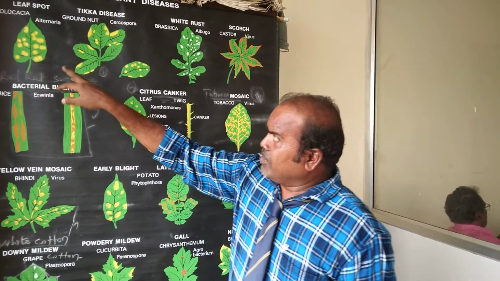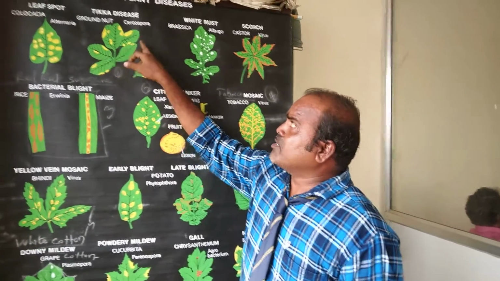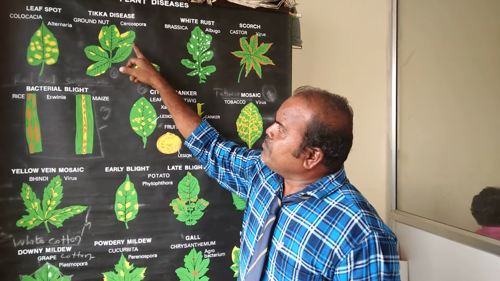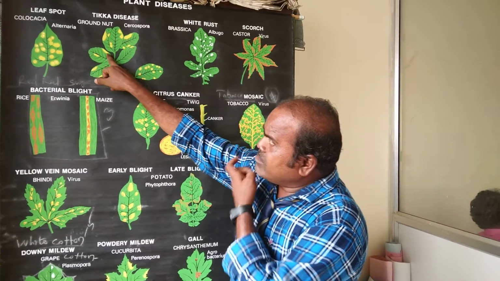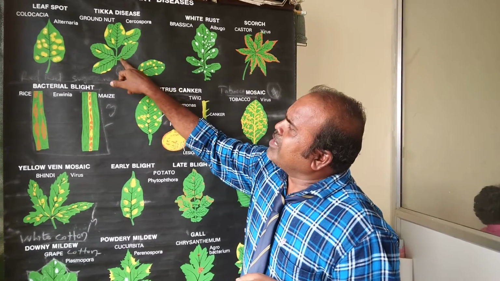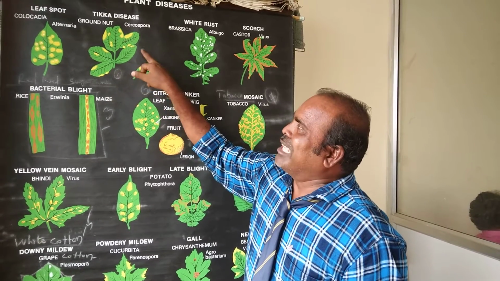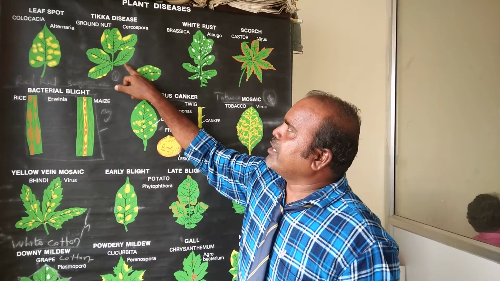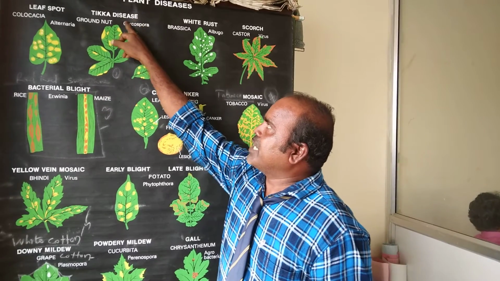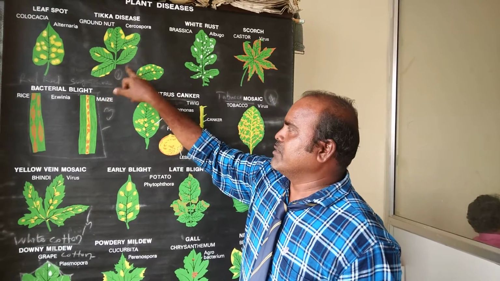Then followed by Tikka disease. Tikka disease is caused by the causal organism Cercospora. The same plant species will be affected by patches on the dorsal side. When affected by this disease, the yield generally reduces because the iron globulin content is very high in groundnut plants. Cercospora is the causal organism. So how do we control this disease?